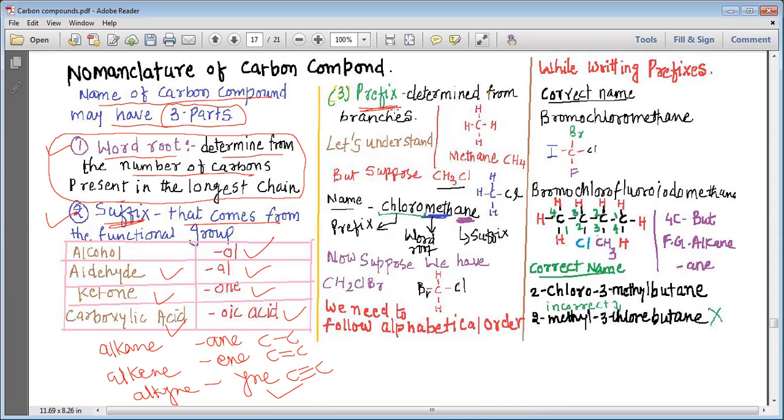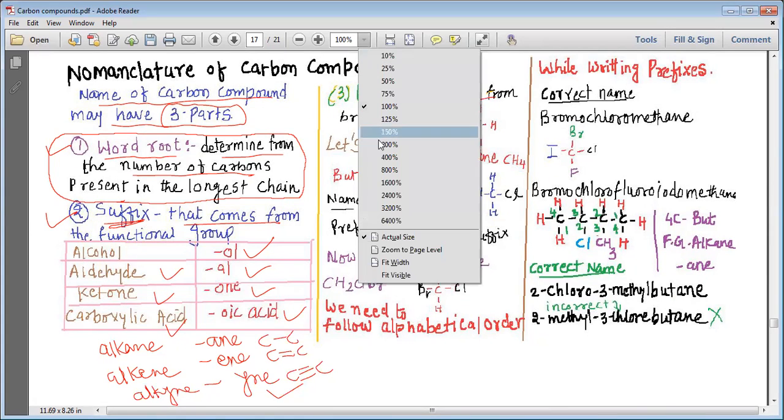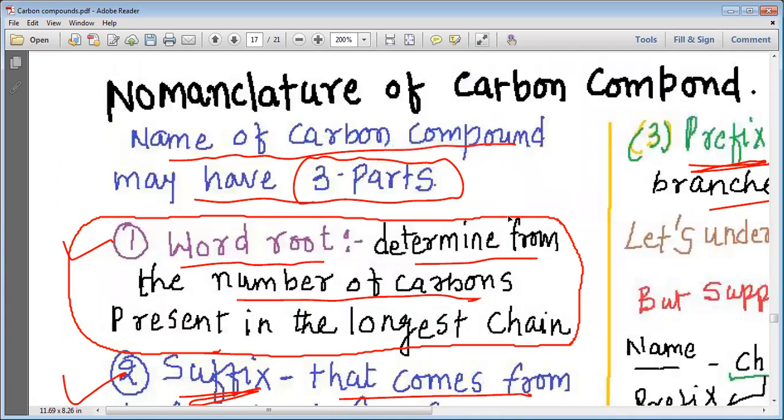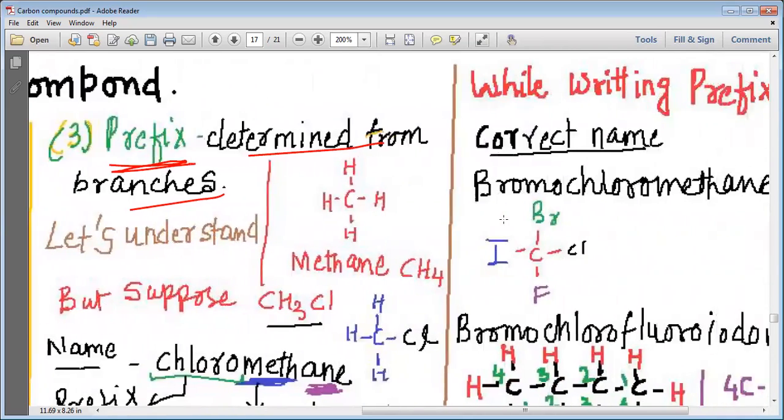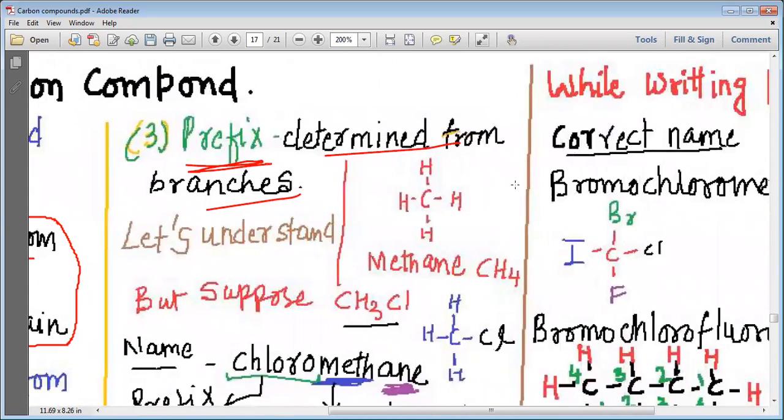Now, my dear students, we want to study about the prefix. Prefix is determined from the branches. Let us understand. Suppose we have a compound here with us, which is known as methane. Look at this compound we are talking about. We are talking about this compound, which is known as methane.